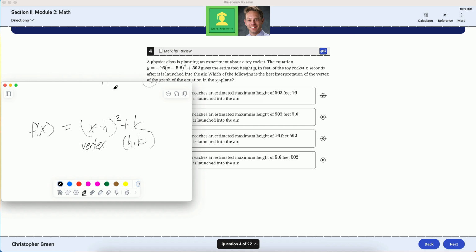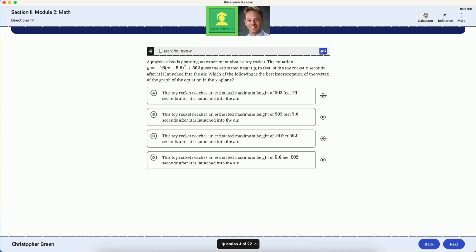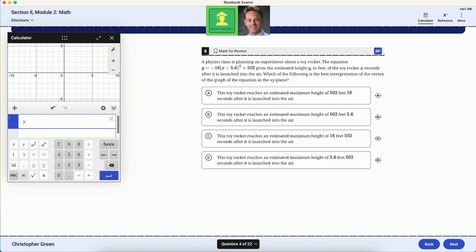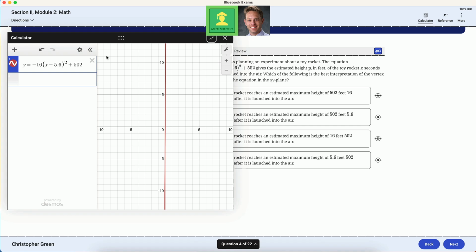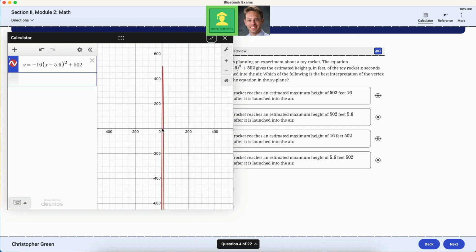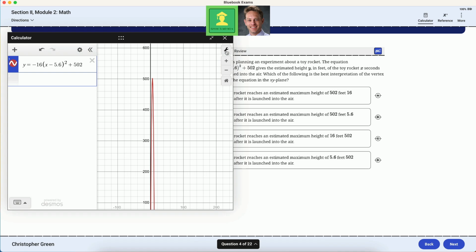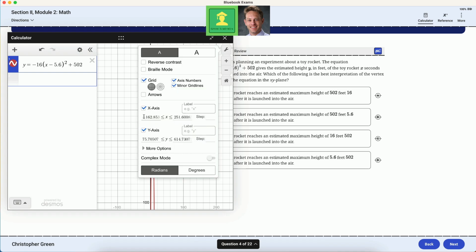Now, even if you don't know that, you can get Desmos to help you very, very effectively here. So let's put in this whole thing. -16 times the quantity x minus 5.6 all squared plus 502. And let me see the picture a little bit better. The vertex. Well, it's kind of hard to see unless you adjust the relationship of the units of the window. So I'm going to make the x-axis go from simply 0 to 10. It seems that that would encapsulate the vertex just glancing at it.